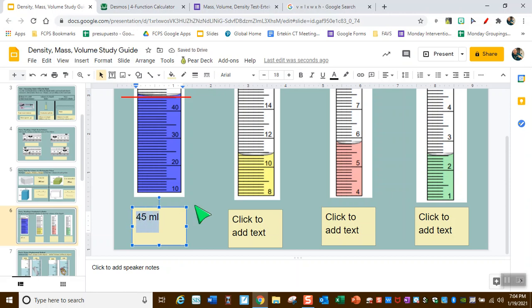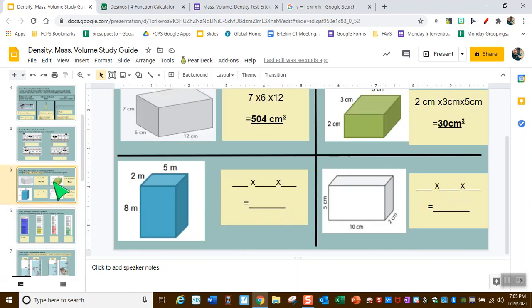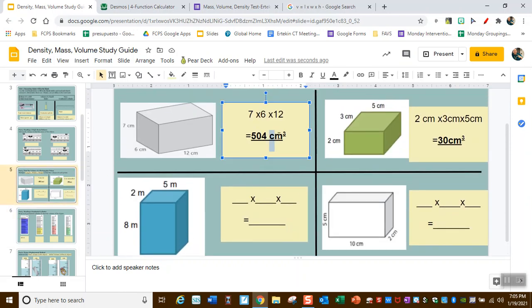Okay, si estamos haciendo volumen de un líquido, usamos mililitros. If we do volume of a solid, we use this, cubic centimeters. Si hacemos volumen de un sólido, usamos este para la unidad.